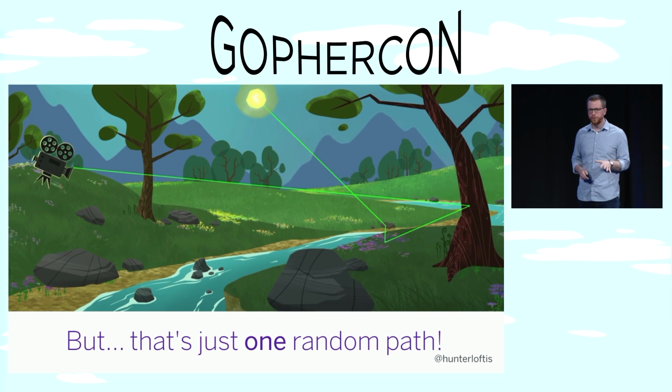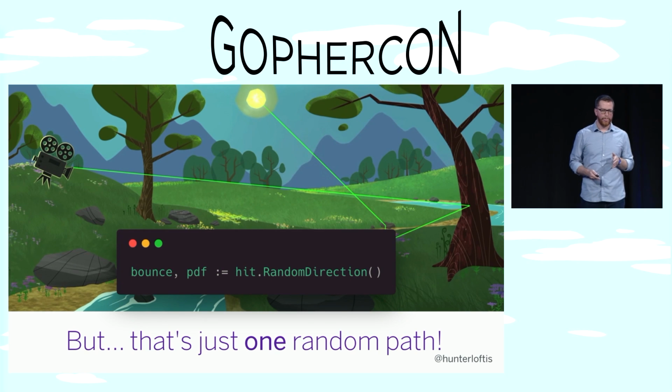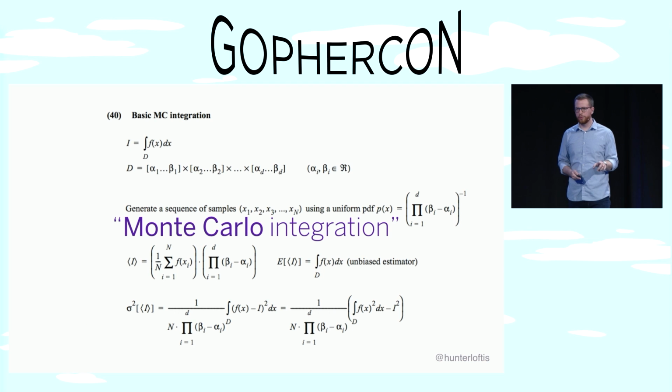So some of you who know more about statistics than I do might be thinking, but that's just one path. Right? We hit a surface, and then we bounced in a random direction. And then we hit another surface, and bounced in another random direction, and so on. Won't that just lead to noise? Like, there's no system there. Aren't we just going to get noise from that? And that is exactly the right question to ask. And it's where Monte Carlo integration comes in.